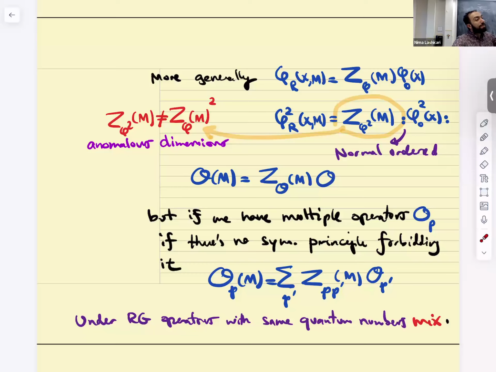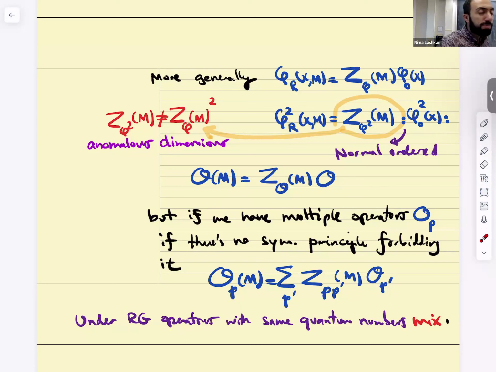Now, how is phi r of x at scale m related to the bare fields? By this Z of phi of m. If I take phi squared, do I need a new renormalization variable, or is it just Z of phi of m squared? It turns out that it's not Z of phi of m squared. The fact that these two are not the same is something that's referred to as anomalous dimensions.